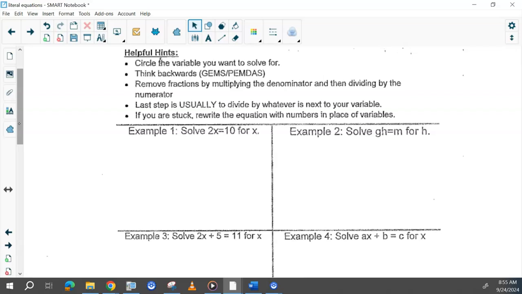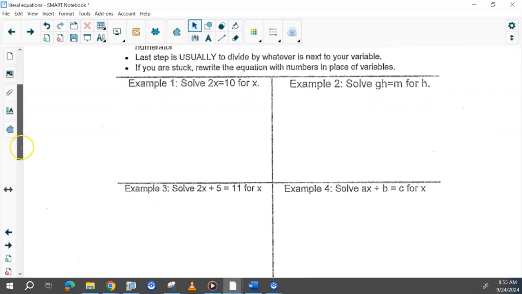Okay, as we're solving this, use these hints if you need to figure out how to start. You might want to circle, underline, or highlight the variable that you want to solve for. That will help you distinguish between all the different ones. Think backwards: how would I solve this and get it by itself like a normal equation? If there are fractions, try to remove those by multiplying by the reciprocal. Divide if you have to.